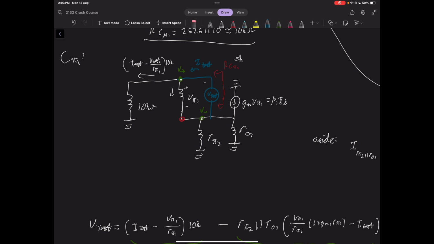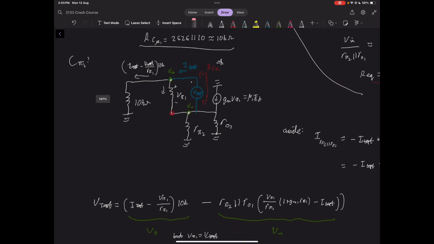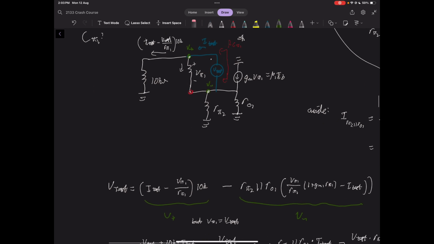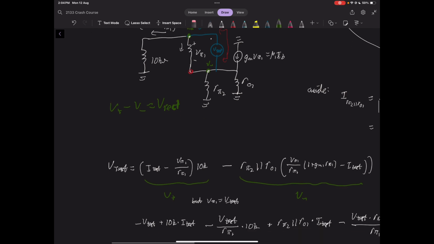and again, what we're after is we're trying to find V test over I test, which is going to give us our equivalent resistance. So what we're going to do is find the voltage at the V plus node, find the voltage at the V minus node, and this V plus minus V minus will equal V test, because by definition, V test is the voltage across those two nodes.